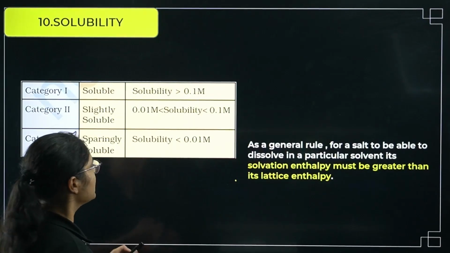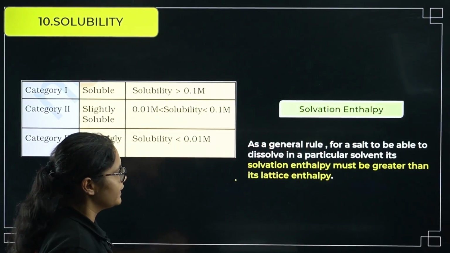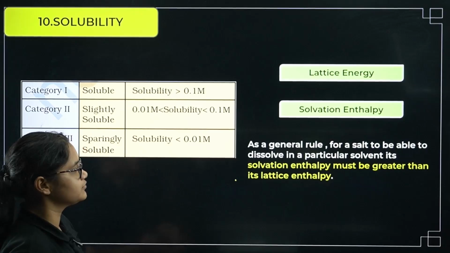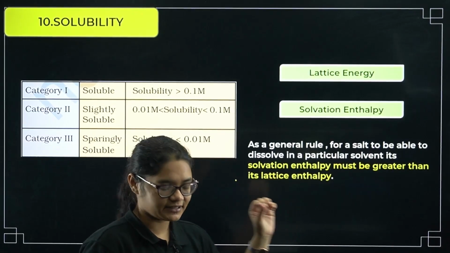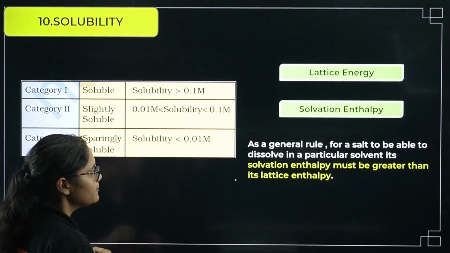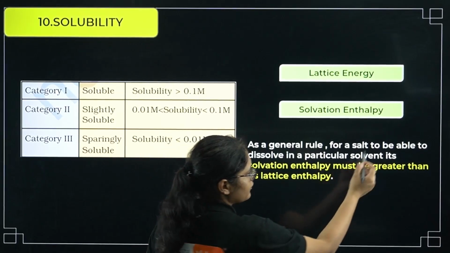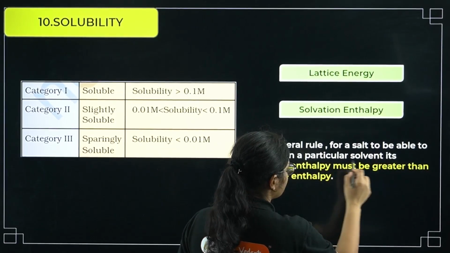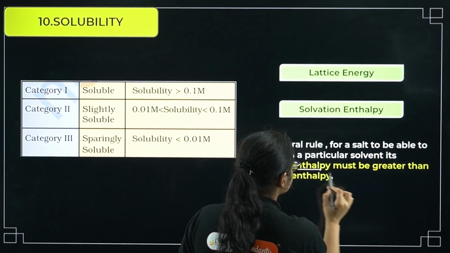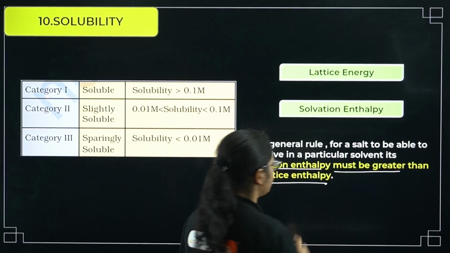Next we have here solubility. So how do we explain solubility? Solubility depends on 2 factors, that is your lattice energy and the solvation enthalpy. As a general rule, for a salt to be soluble or to be able to dissolve in a particular solvent, its solvation enthalpy must be greater than the lattice enthalpy.